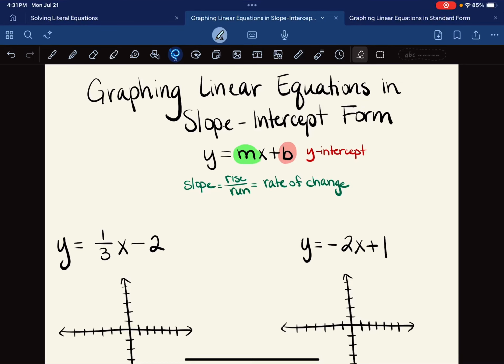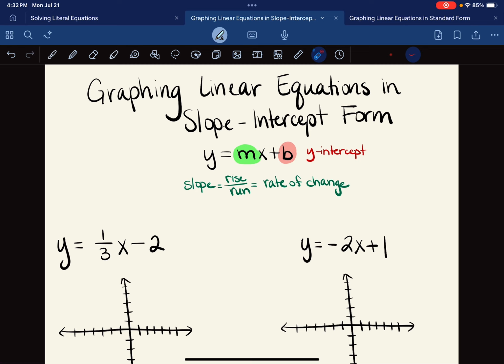Graphing linear equations in slope-intercept form. So slope-intercept form is just y equals mx plus b, where the y value and the x value are your variables, and this m right here that is attached to your x, it's your coefficient of x, that represents our slope, or our rise over run.